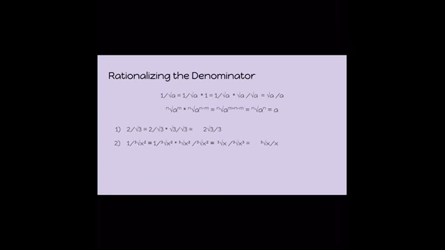In number 3, we have the 7th root of 1 over a squared, which equals 1 over the 7th root of a squared, which equals 1 over the 7th root of a squared times the 7th root of a to the 5th over the 7th root of a to the 5th, which equals the 7th root of a to the 5th over the 7th root of a to the 7th. And this is going to give you your final answer of the 7th root of a to the 5th over a.